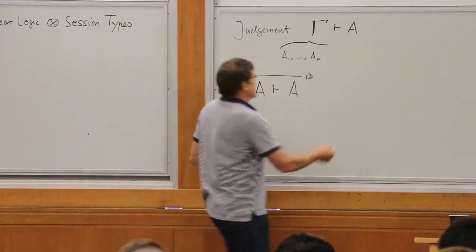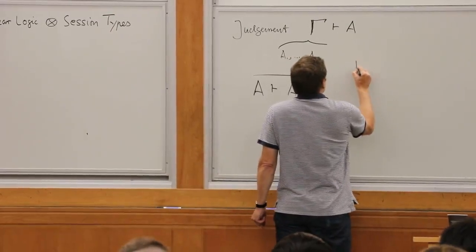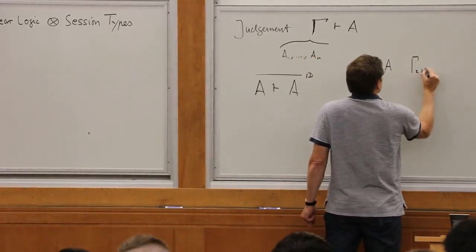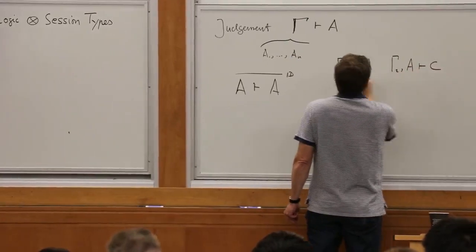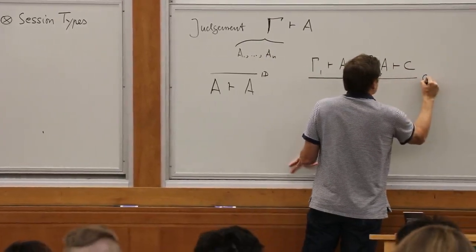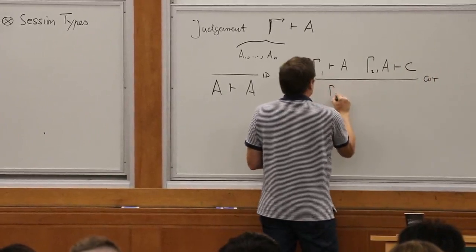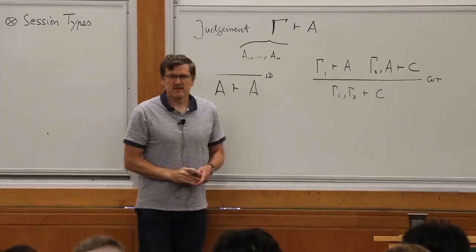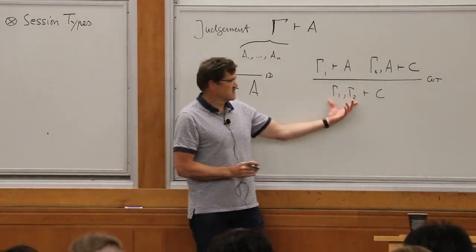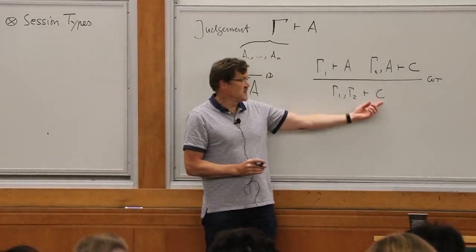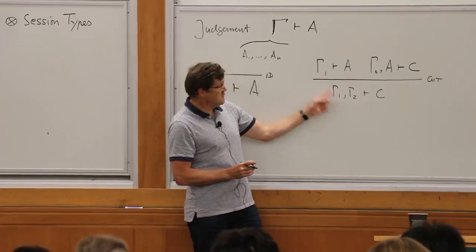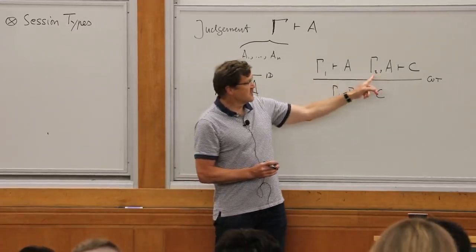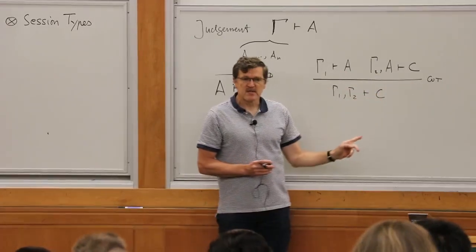Okay? And let's look at cut. It says, okay, gamma 1 proves A, gamma 2 together with A proves C, then with cut, gamma 1, gamma 2 proves C. So the way we think about this in terms of resources is I have some resources, gamma 1, gamma 2, I want to accomplish goal C. I divide up my resources. I use some of them to achieve A. Now I have A. Now I use that together with the remaining resources to achieve my goal C.